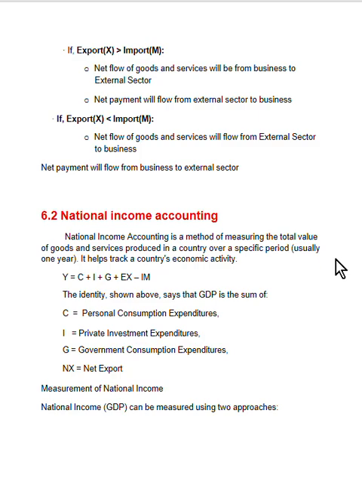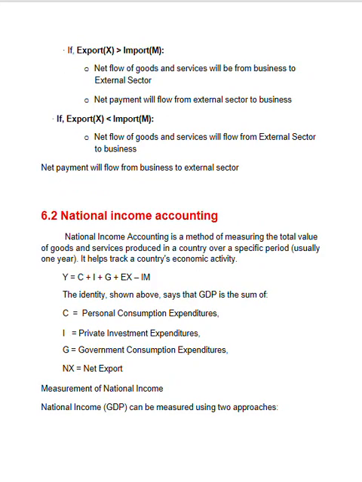Here, C means personal consumption expenditure, I equals private investment expenditure, G equals government consumption expenditure, and NX means net export. Here, NX equals EX minus IM, where EX means export and IM means import. By doing EX minus IM, we get NX, net export.